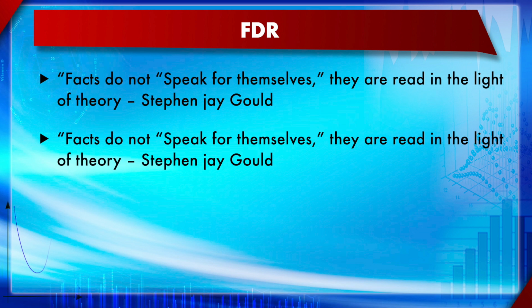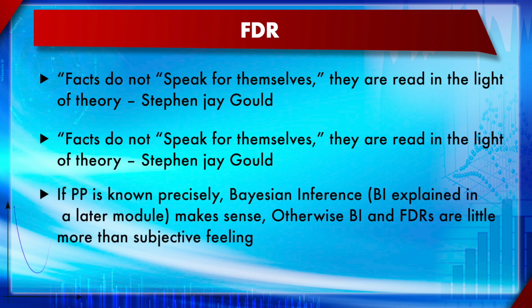So you have to consider it. Just by looking at an FDR or a p-value, you can never make conclusions. You have to look at the context of the study. That is why FDR is very important compared with p-values. FDR depends on the context of the study or its prior probability. If the prior probability is known precisely, then Bayesian inference, explained in a later module, makes sense. Otherwise, Bayesian inference as well as FDR are little more than subjective feeling. FDRs are no more accurate than your prior probability.